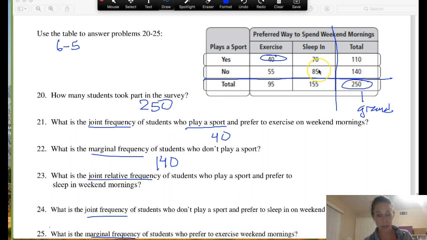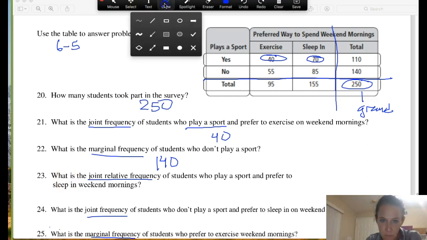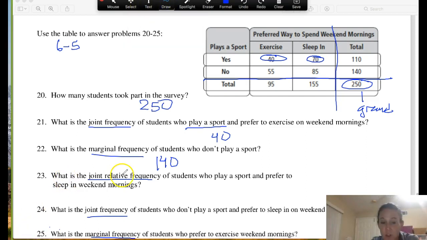Joint frequency right here. Okay, now look here. It's asking me for, I lost my pen. What's the joint relative frequency? That's where I'm going to divide by the grand total, okay, because it's relative to how many people I surveyed, right? The joint relative frequency, so I'm going to go to the joint frequency, it's here, and divide it by the grand total, relative to how many people took the survey. So I want the joint relative frequency of the people who played a sport and prefer to sleep in.